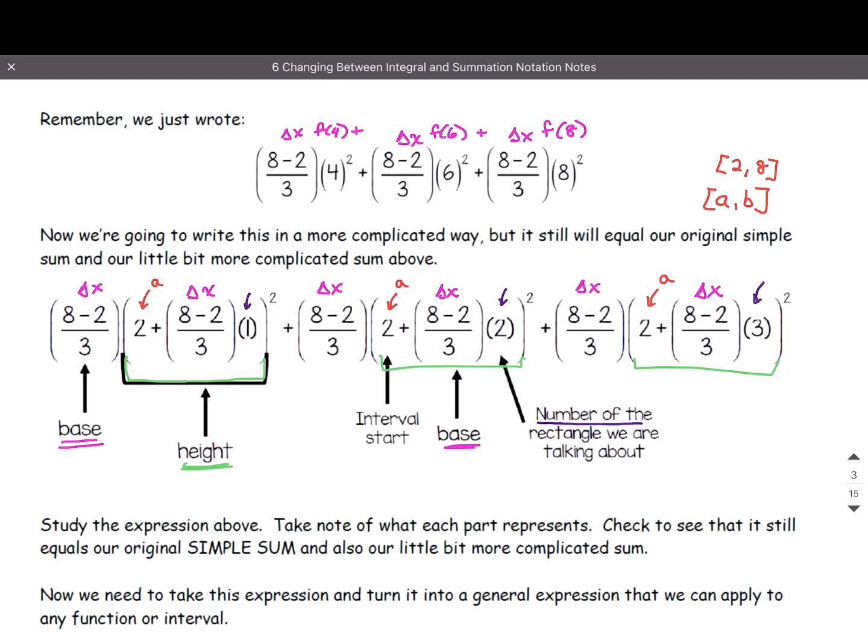Those are the numbers of the rectangles we're talking about. So this is the first rectangle, this is the base of the second rectangle, and this is the base of the third rectangle.